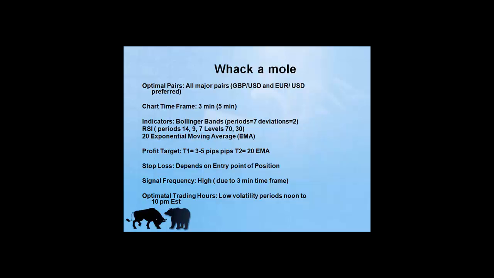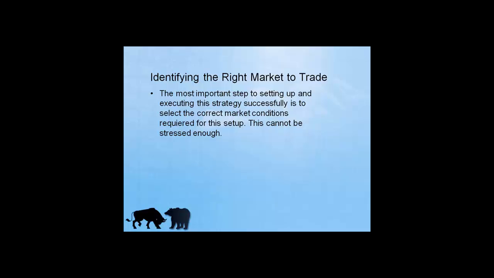We're going to use a 20 exponential moving average. Our profit target, T1, is going to be 3 to 5 pips. T2 is going to be the 20 exponential moving average. And your stop loss depends on the entry point. Now, the signal frequency is going to be high due to the 3-minute time frame. They're going to give you several signals during the day, and you want to use this during low volatility periods, for example, noon to about 10 p.m. Eastern time.